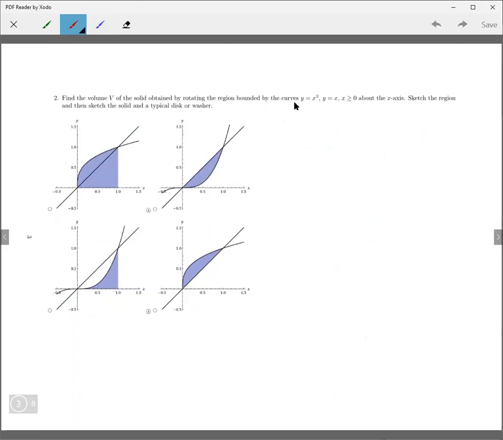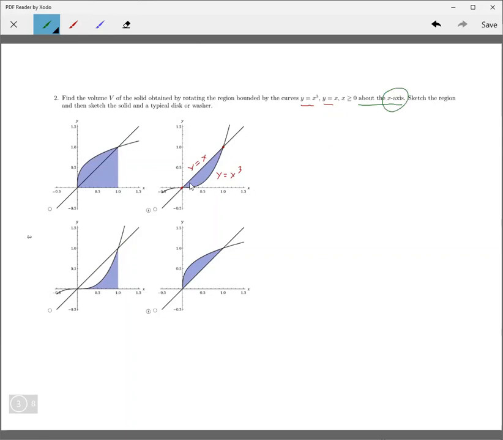So you want the region bounded by these curves, y equals x cubed and y equals x, and x greater than or equal to 0. So y equals x cubed looks like this, and y equals x looks like this. And they intersect here and here, which is important to know. You'll only want where x is greater than or equal to 0, because it does come down here and they form a little region down here as well, but that's when x is less than 0, so that's excluded.